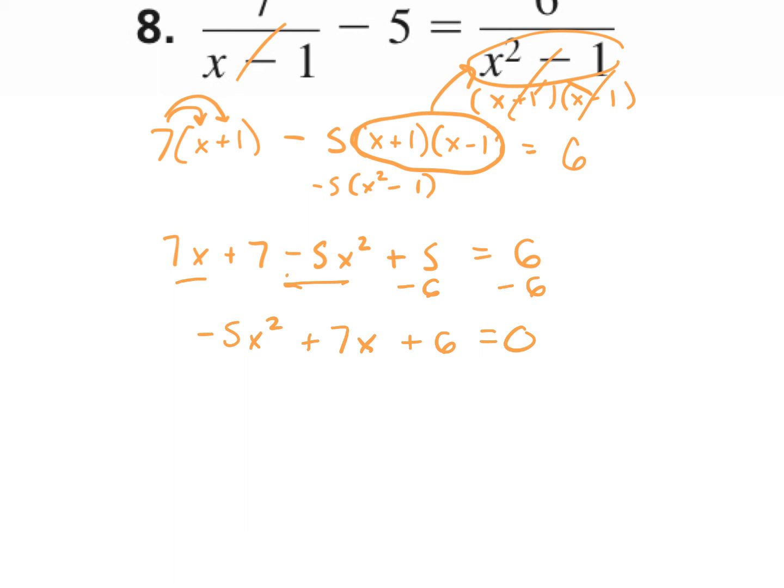I'm starting with a number that's not 1, and I cannot take anything out. So I'm going to multiply the first and last term. So negative 5 times 6 would be negative 30. What are two factors of negative 30 that add to 7? 3 and 10. Negative 3 and positive 10. So x minus 3 and x plus 10. Started with negative 5, so I've got to divide both of these by negative 5.